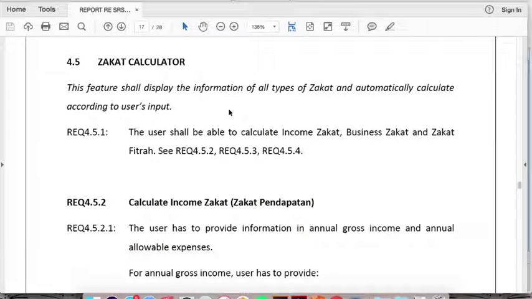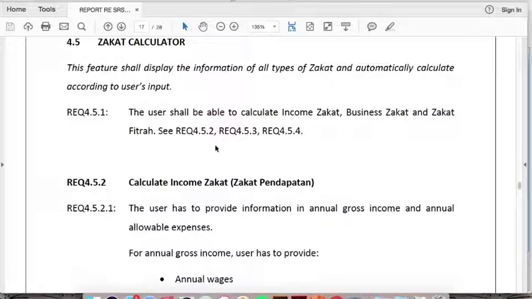For our requirement specification, we have chosen Zakat Calculator, which is one of the main features in our system. This feature shall display the information of all type of zakat and automatically calculate according to user's input. In requirement 4.5.1, the user shall be able to calculate income zakat, business zakat, and fitrah zakat. So in this requirement, it needs to refer to 4.5.2, 4.5.3, and also 4.5.4.